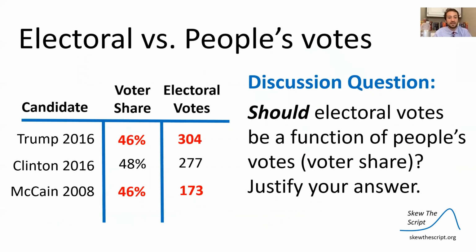So if we look at these electoral votes versus people's votes, again, we've seen the same voter share can lead to different electoral votes. The discussion question for you to work on with your classmates: should electoral votes be a function of people's votes or voter share? Justify your answer.